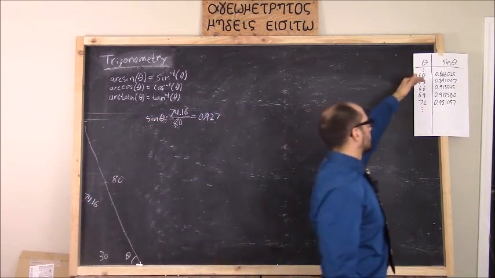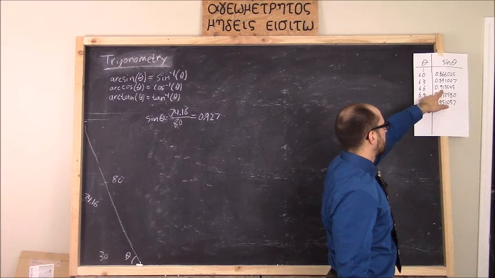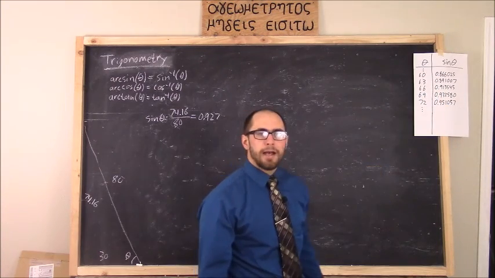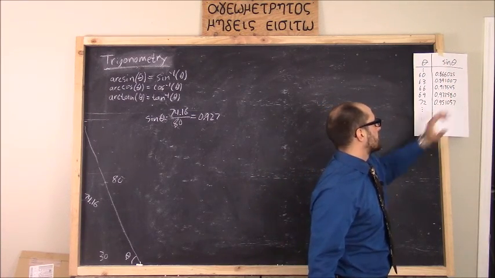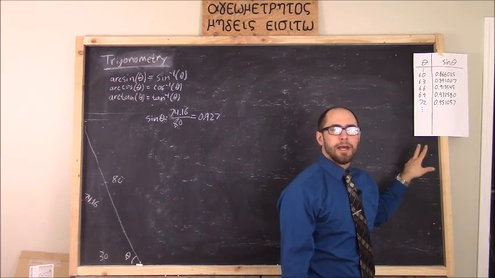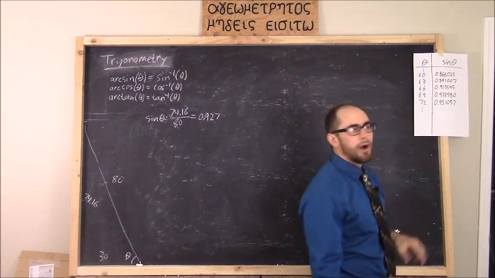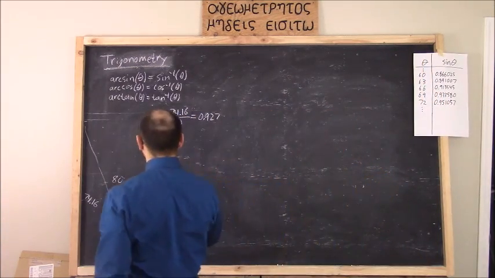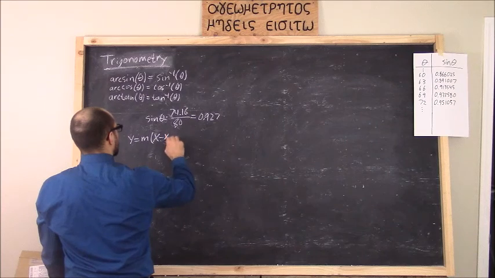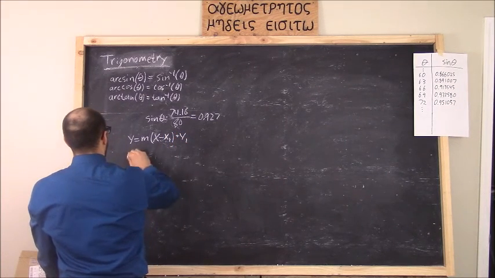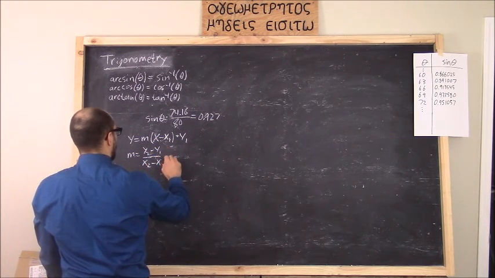I see that falls somewhere on my table between 0.9135 and 0.9335. In the past, we said theta corresponds to x and sine theta corresponds to y. Now we're going to reverse that so that sine theta is my input x and theta is my output y. Then we fall back to the same point slope form. So y equals m times x minus x1, plus y1, where m is equal to y2 minus y1 over x2 minus x1.